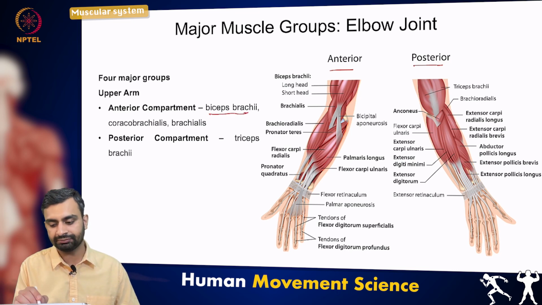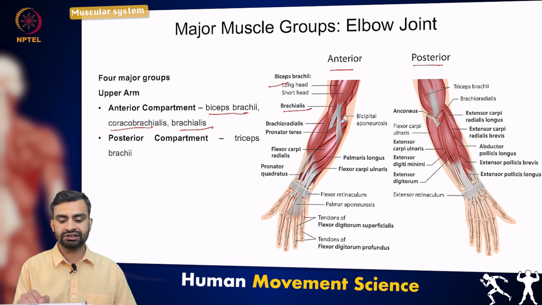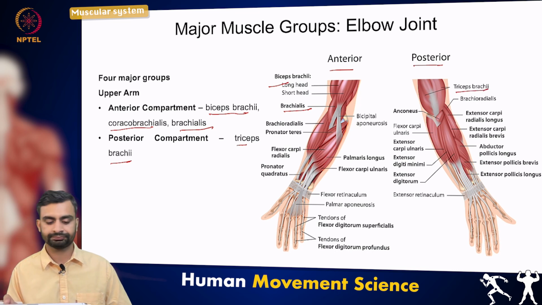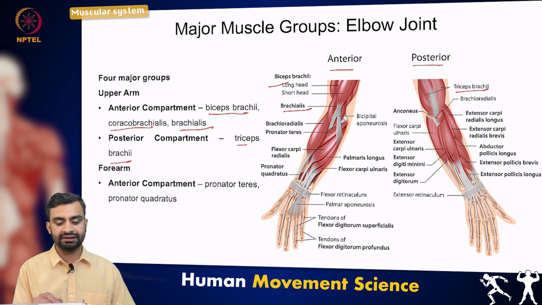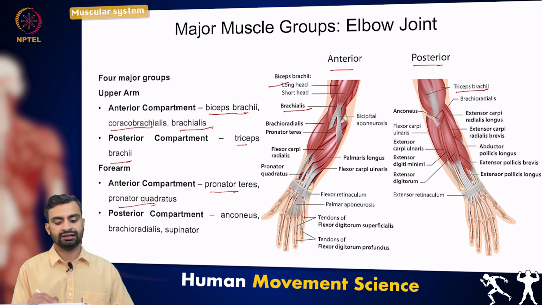biceps brachii, coracobrachialis and brachialis. The posterior compartment consists of triceps brachii. In the forearm, the anterior compartment consists of pronator teres and pronator quadratus. In the posterior compartment, it consists of anconeus, brachioradialis and supinator.